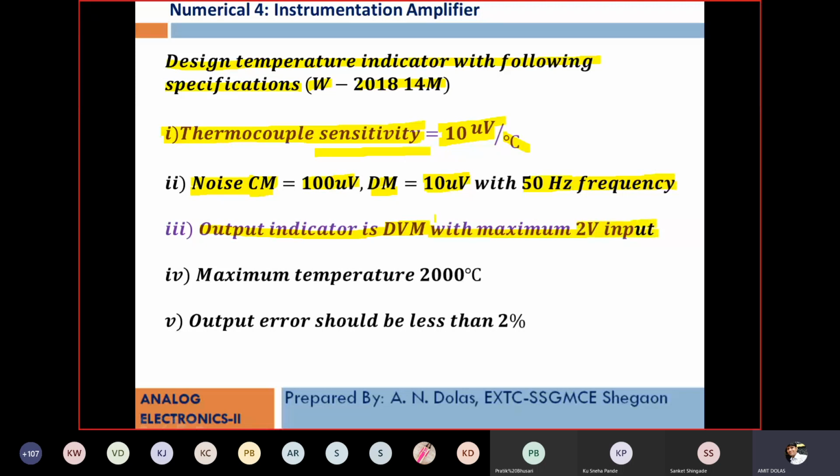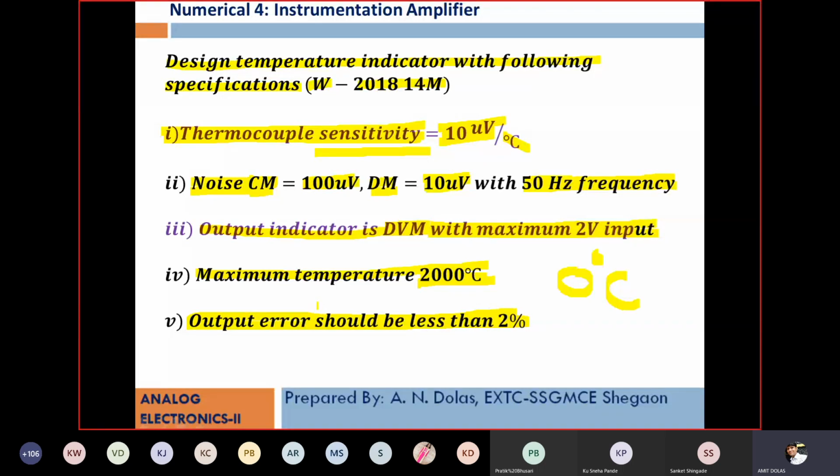As 2 volt is the maximum input to the DVM, of course the maximum output of the instrumentation amplifier will be 2 volt. We have to make a temperature meter here; the maximum temperature range is 2000 degrees centigrade. So minimum will of course be 0. So the range is 0 degree centigrade to 2000 degrees centigrade. And one more new thing compared to the previous problem is that output error should be less than 2%. You have to verify whether it is less than 2% or more than 2%. But it is given that it must be less than 2%.